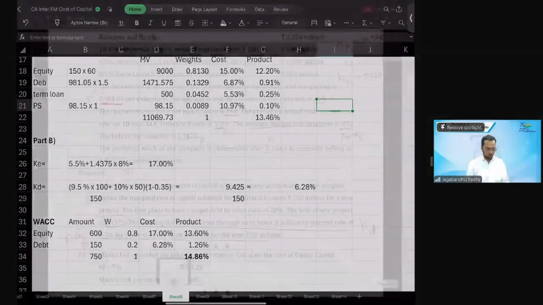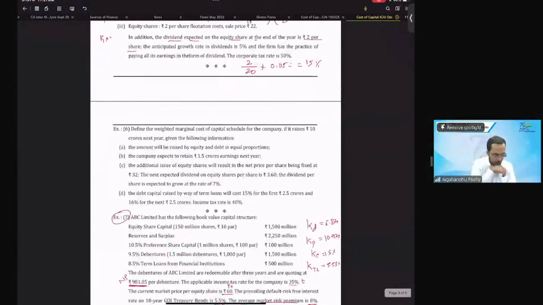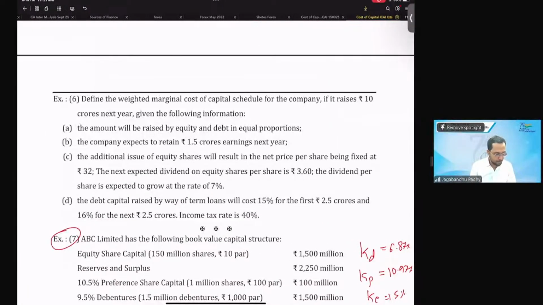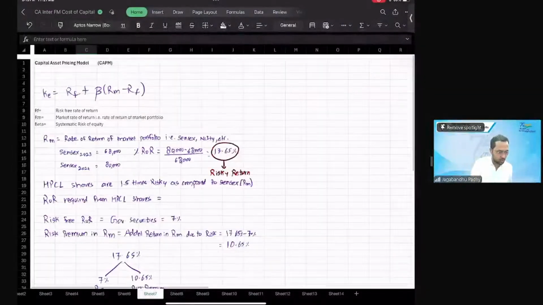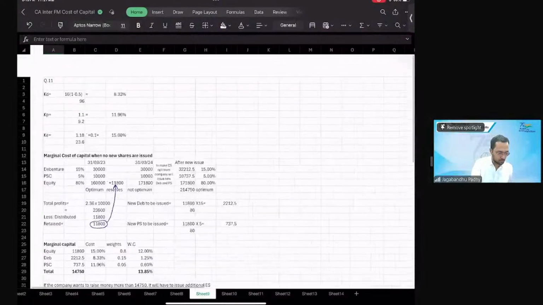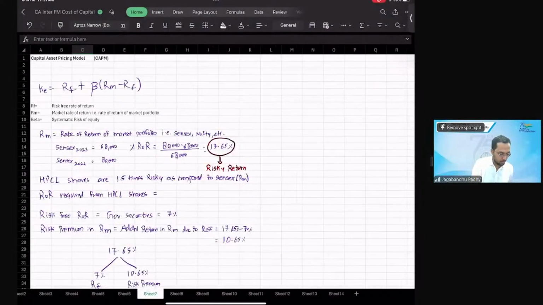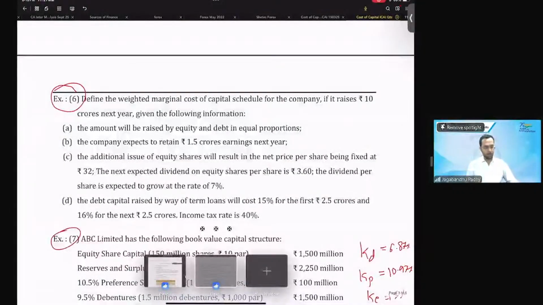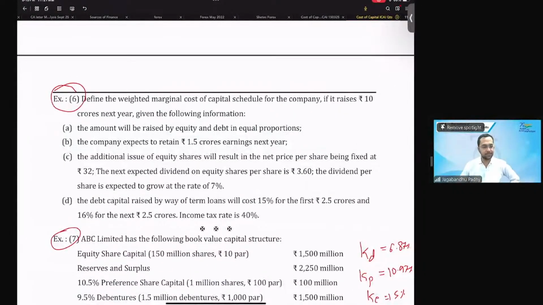Okay, then let's go for one more question. Try out this question number 6 now, guys. Try to solve this question number 6.